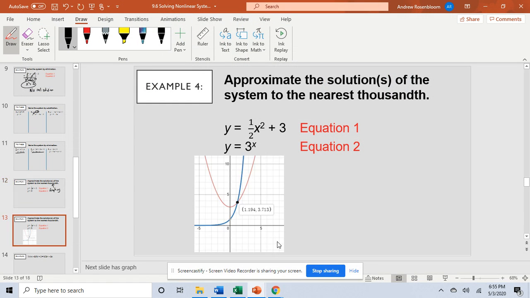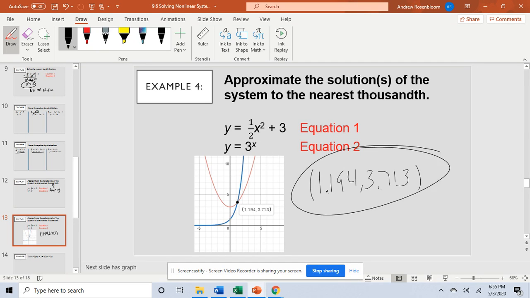So our solution, which we see right here, 1.19 comma 3.71, or it says thousandths rather, so we'll round to 3 decimal places. So 1.194 comma 3.713 is your solution.